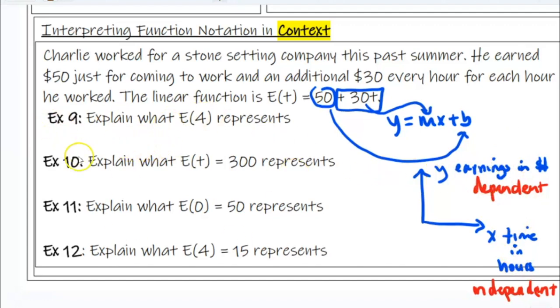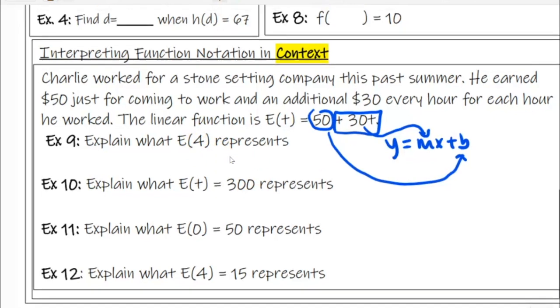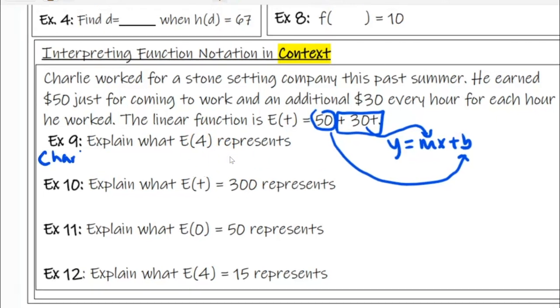Okay, so once you have recognized which one's independent and dependent, you can go ahead and answer this question. So I'm going to do example 9, you do example 10. Now I need to just explain a couple of things. What does E of 4 mean? So when I put 4 in the parentheses, my input is 4. The time is hours. So what does this mean? This means that Charlie worked 4 hours. Okay, and again, there's 1,000 different ways that you could write this. Charlie went to work for 4 hours. That's what that says. E of 4. The input is 4. Input is time, so that's 4 hours.